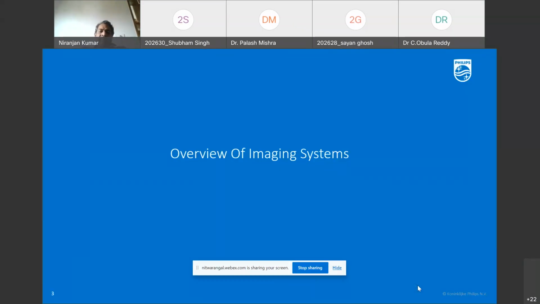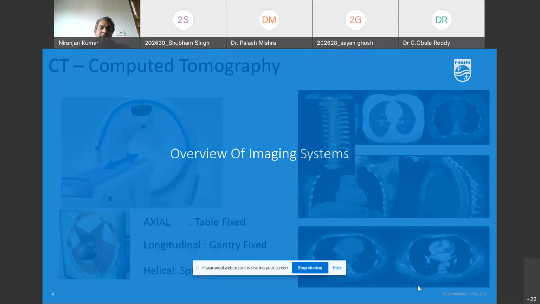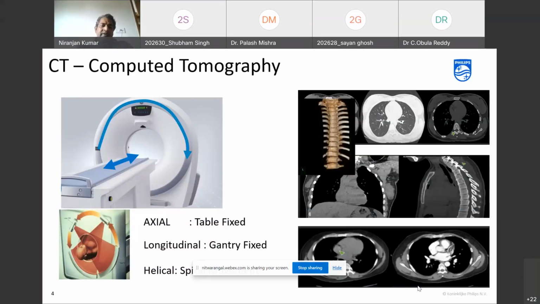Okay, so moving to the imaging system, I'm sure that you all must know about the CT. CT stands for computed tomography.